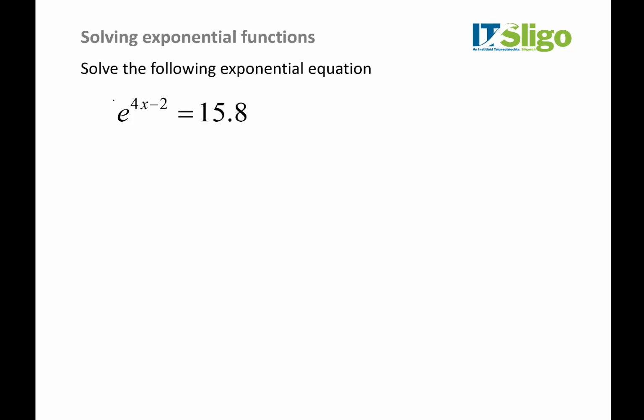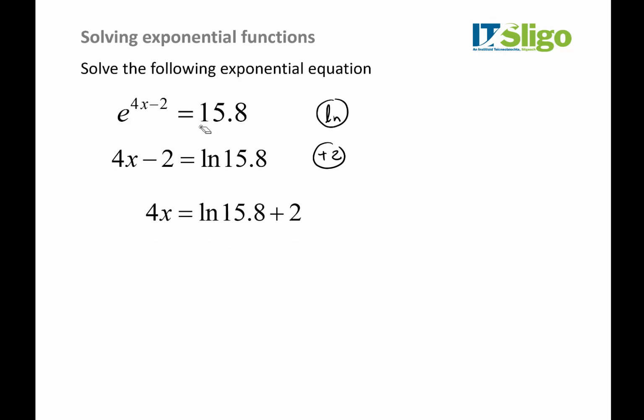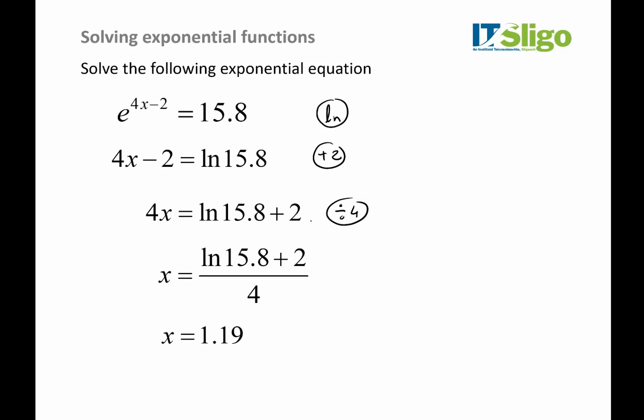So to get rid of the base of e, get the natural log of both sides. Now we want to move this 2 across. We add 2 to both sides. And finally then, we divide both sides by 4. And when we get our calculator, we get x is equal to 1.19.